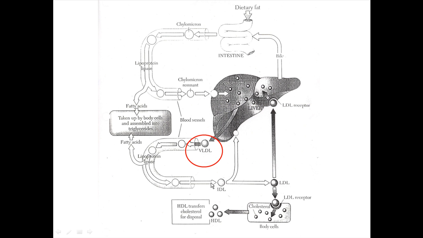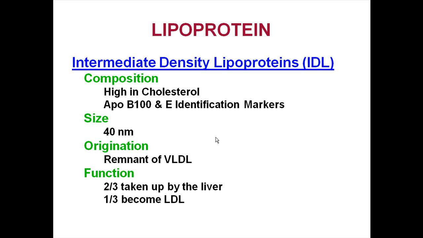Once you get rid of most of those triglycerides, the VLDL is going to change its density and become an IDL. An IDL is an intermediate density lipoprotein. The IDL is going to be a little bit heavier than the VLDL, because the fat makes the VLDL a little less dense, and it's going to be lighter, if you will.